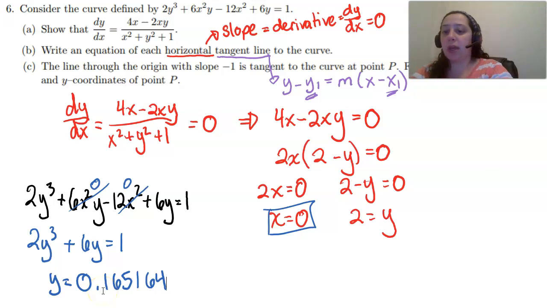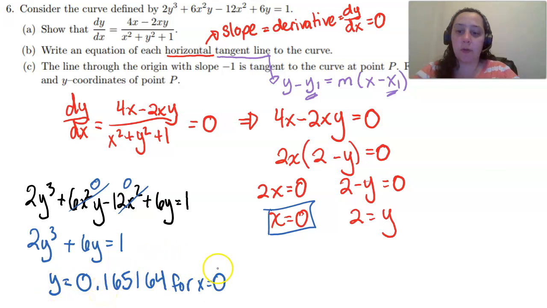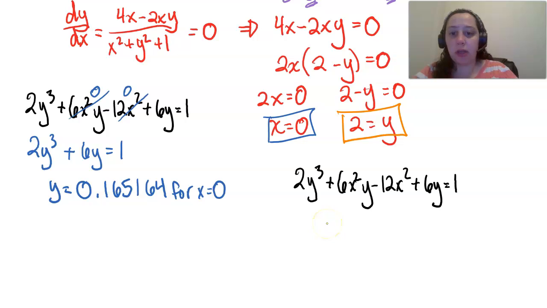So this is when we have x equals 0. So that's our first coordinate. And our second coordinate is when y is 2. So I'm going to plug in 2 anytime I see a y. I'm going to put a 2.